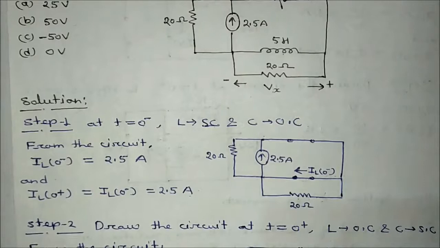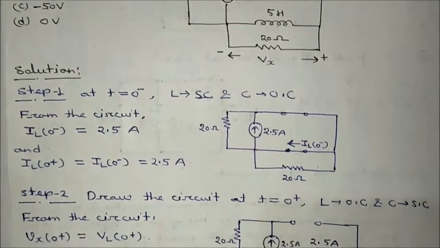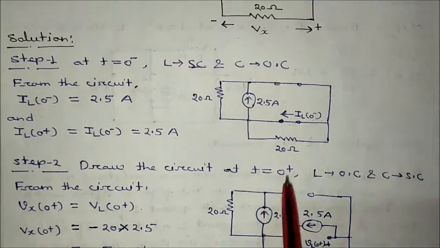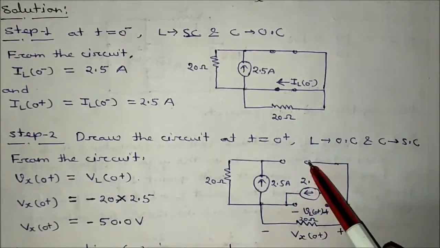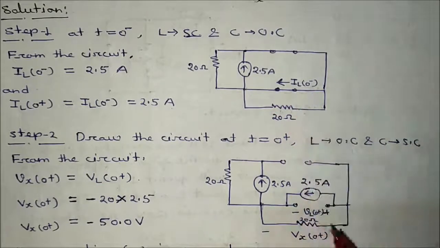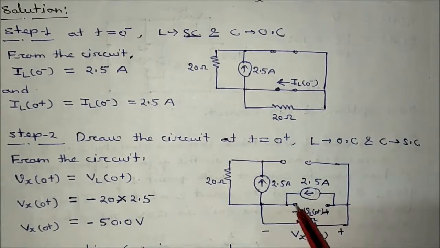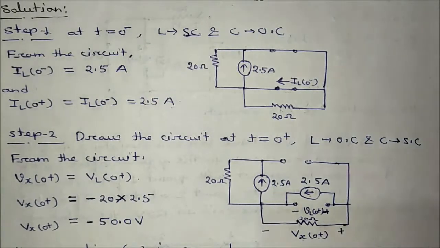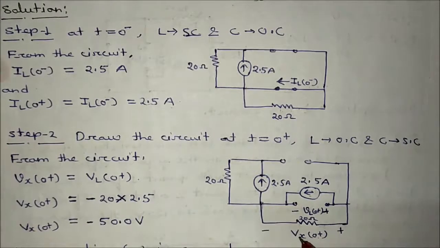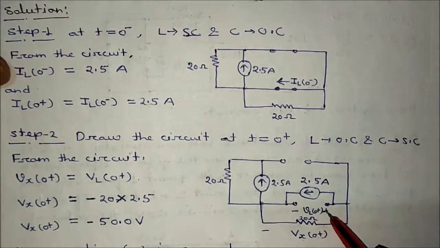Now the next step is to draw the circuit at t equal to 0+. L will be open circuited, C will be short circuited. The switch is getting opened. So I am drawing the circuit at t equal to 0+. The inductor is replaced with a current source of the previous value, 2.5 ampere, and L is open circuited. This will be VL0+, and this will be Vx0+. From the circuit it is clear that Vx0+ is exactly equal to VL0+.